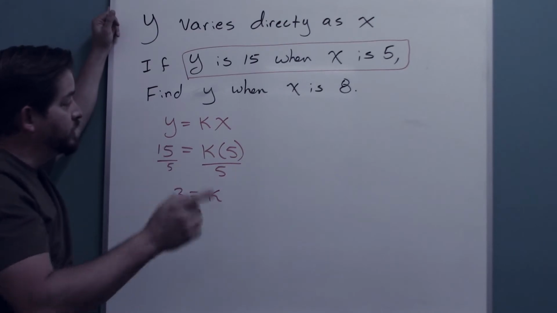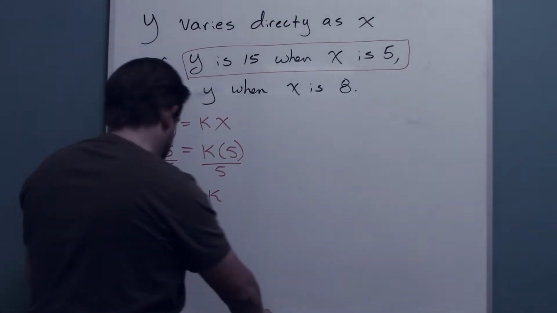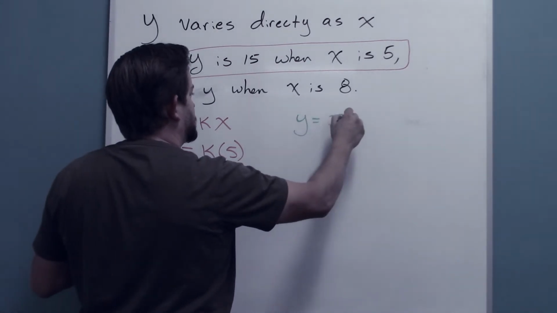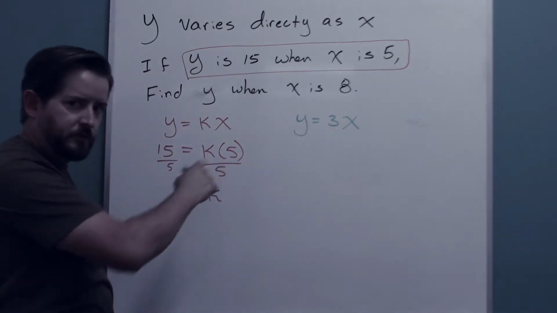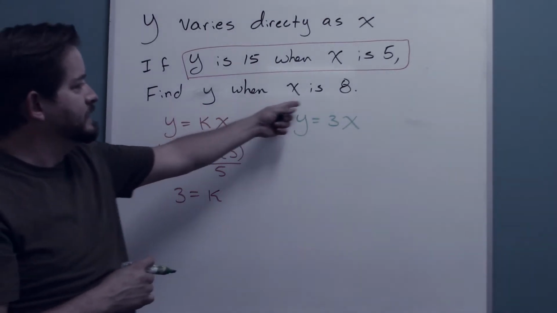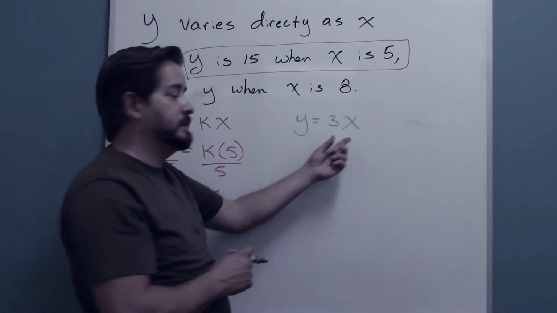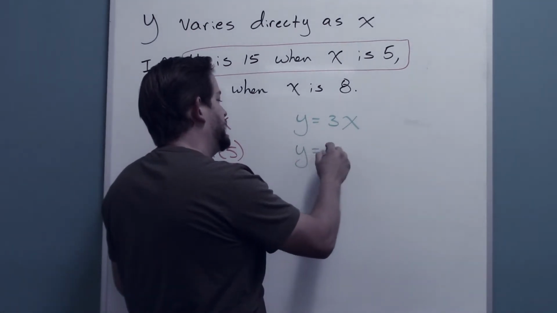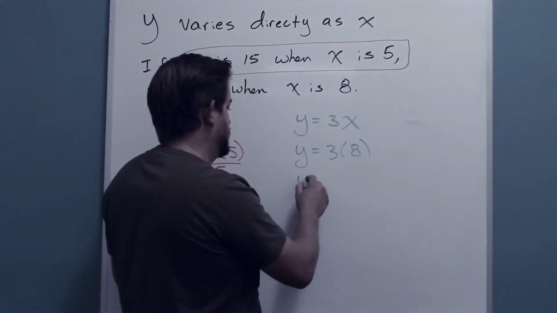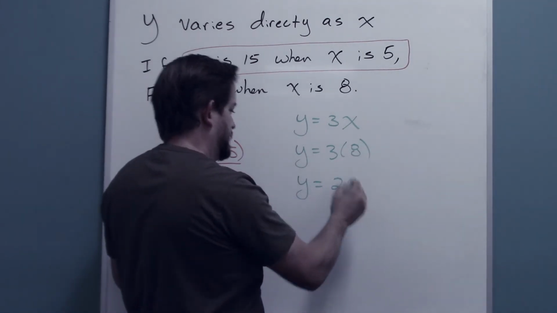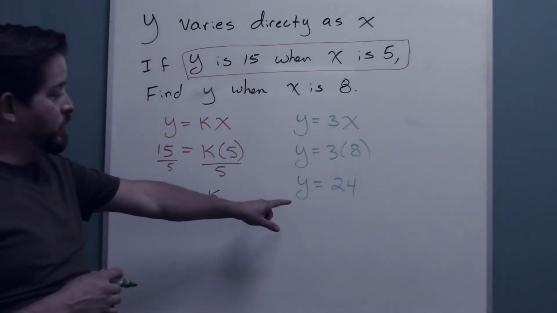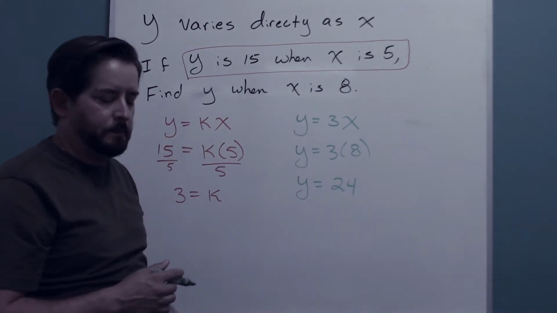Okay? Which tells me then that I have the equation y is 3x. That's specifically how y changes with x. The question though is to then define y when x is 8, so I'm going to plug in 8 into my x here. So I have y equals 3 times 8. And I can do that. 8 times 3 is 24. And I'm done. That is what y is when x is 8. Right?